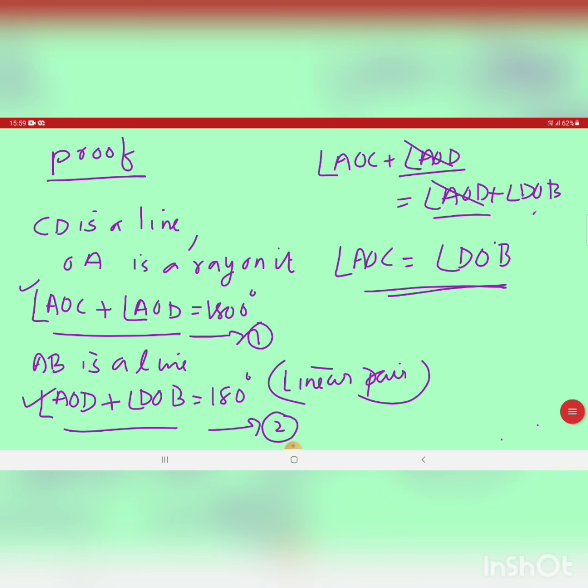Same way we can prove the next pair. No need to prove it here. You can just write, similarly we can prove that angle AOD is equal to angle BOC.